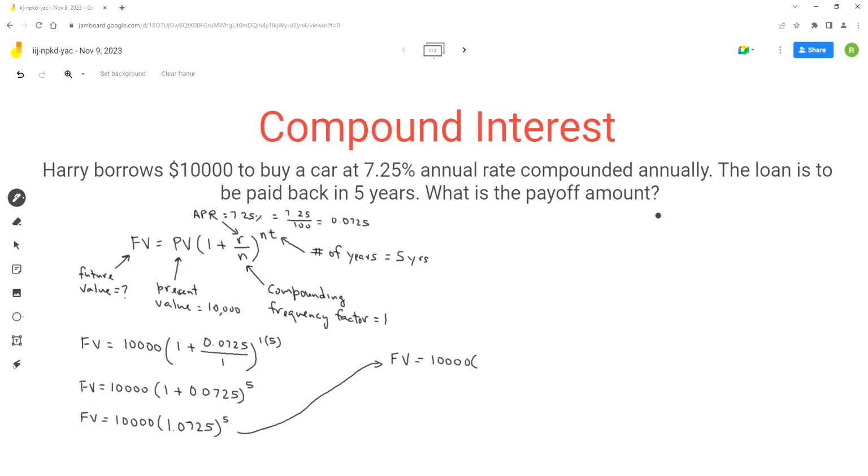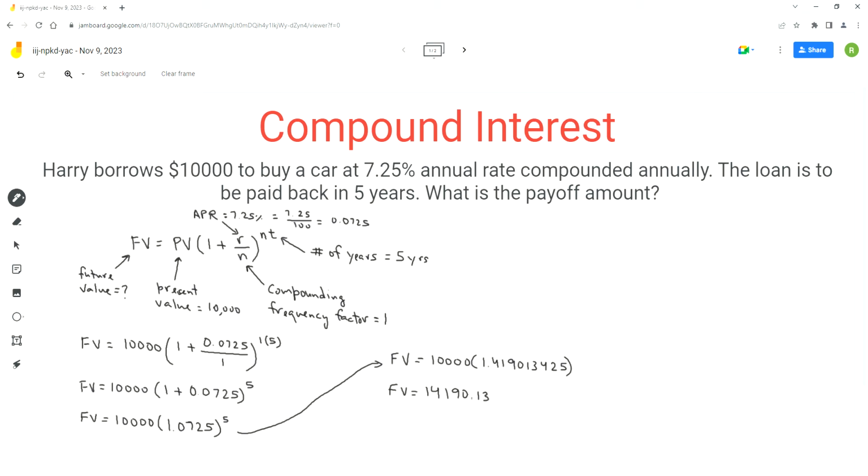So I got 1.419013425. I'm using the full decimal value here that I'm getting in my calculator because I want to find the exact value for the future value amount. And next, we have to multiply 10,000 by this long decimal number. So I get 14,190.13.